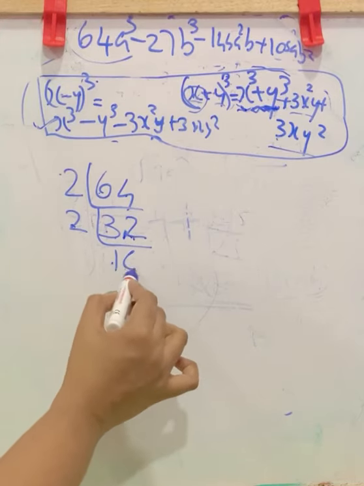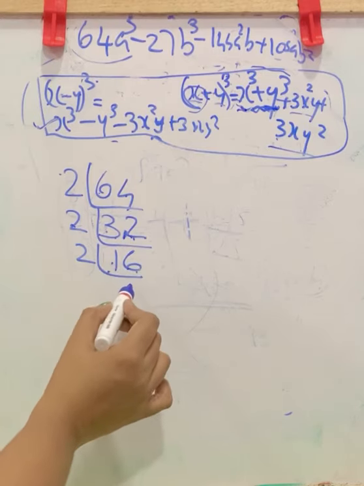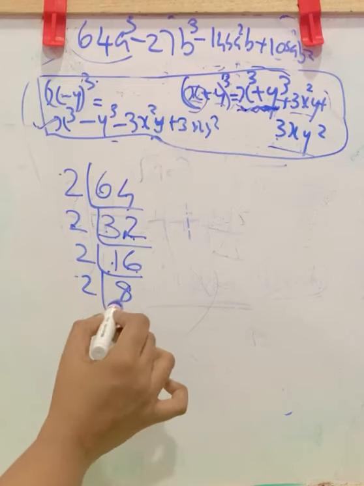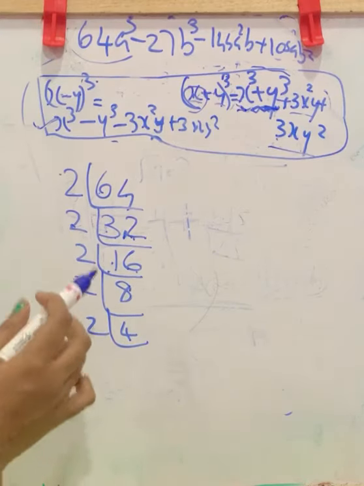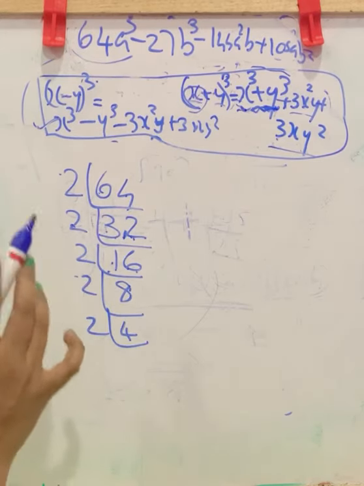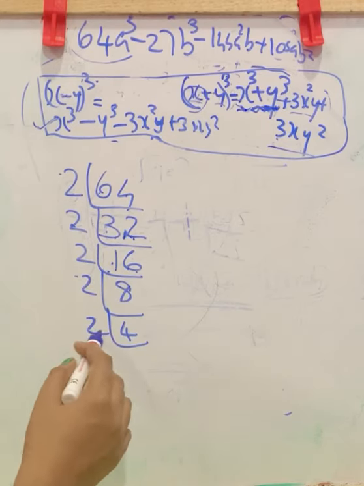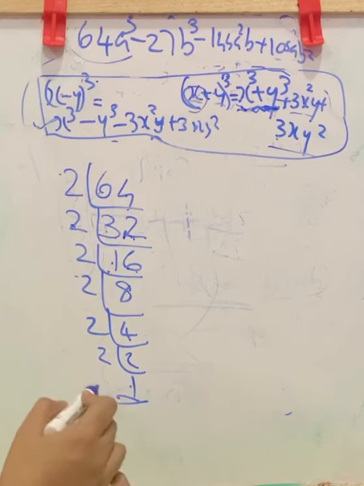In 12, 2 6 times. Now again 2. Here 16. So 8 2s are 16. Now again 2. 4 2s are 8. Now again 2. Remember, you want to factorize with the prime numbers. Don't factorize with composite numbers. Only prime numbers you want to take for factorization. So 2 2s are 4. Now 2 1. When you get 1, stop the factorization.